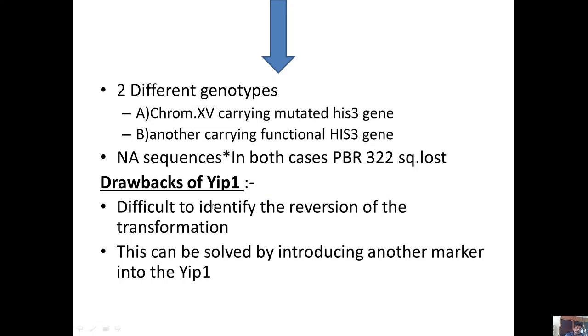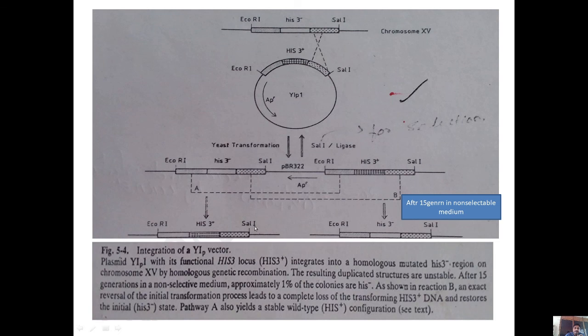See, this vector, that is the YIp vector, has drawbacks. It is very difficult to identify the reversion of the transformation process. That is, because this is the result of the reversion of the transformation process, and it has the HIS3 minus allele. See, HIS3 minus allele, but this doesn't bear any selectable markers over here. So this may be exactly similar to that of the parental chromosome. That's why you cannot distinguish these two things. That is the main drawback of it.